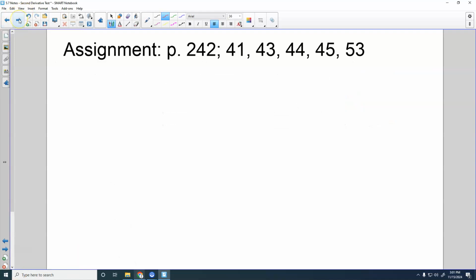So we got about 10 minutes. This is your assignment for today from page 242. It's 41, 43, 44, 45, and 53. I want you to use the second derivative test on all of those. It's possible to use the first derivative test, but we just need a little practice with that second derivative test. So that'll be your assignment. You can work on it now, or if you have questions you want to ask me from test corrections, I'll be glad to help you with those as well.